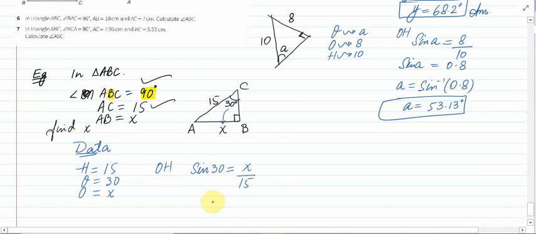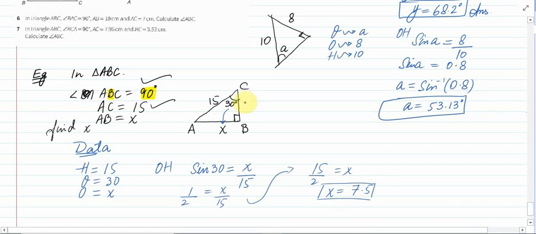Sine 30, we know how to find the value of sine 30. Now keep in mind, no need to find inverse. We are not finding the angle, we are finding the side, and inverse is only used when the angle is unknown. So sine 30 is 1 upon 2, equals X over 15. It will be 15 divided by 2 equals X, and X is equal to 7.5. That is your answer.